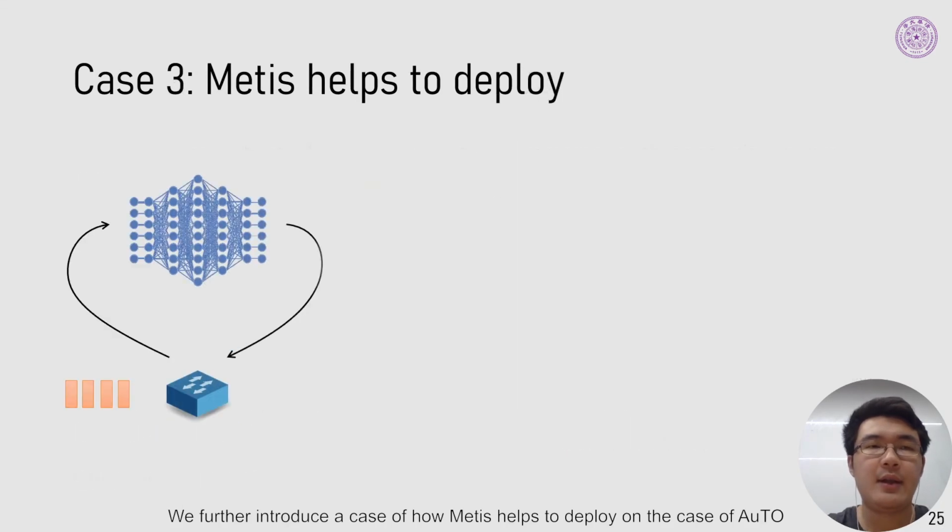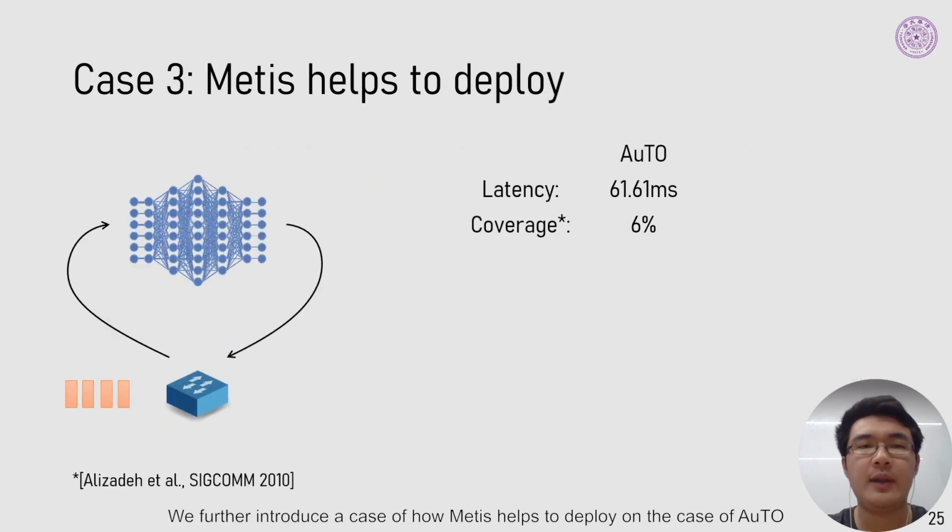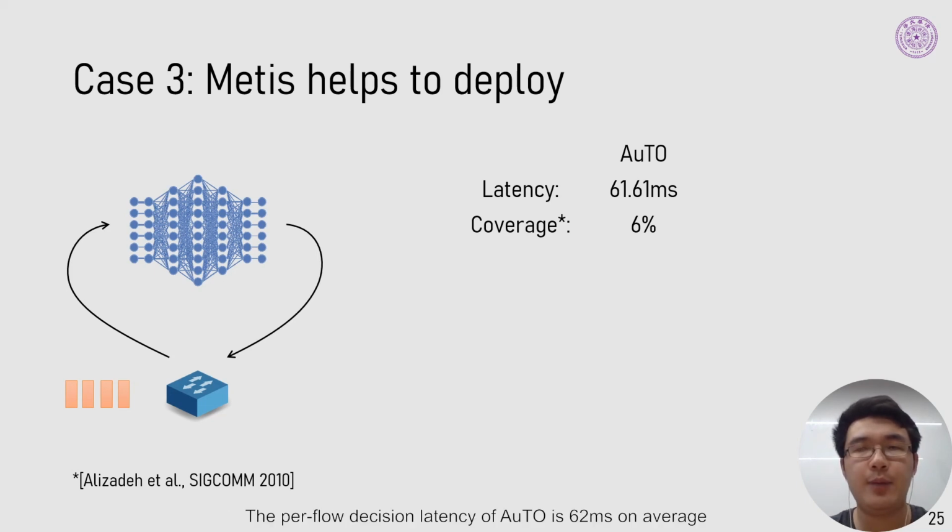We further introduce a case of how Mattis helps to deploy on the case of Auto, which is a deep learning-based data center flow scheduling optimizer. The per-flow decision latency of Auto is 62 milliseconds on average, during which 94% of short flows in data centers will run out according to the statistics in DCTCP.